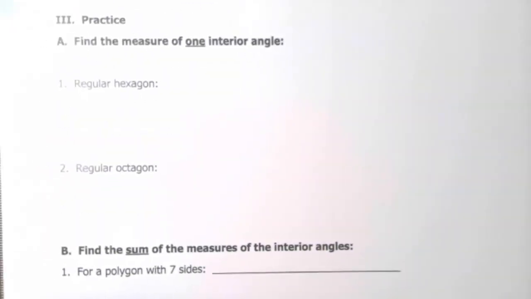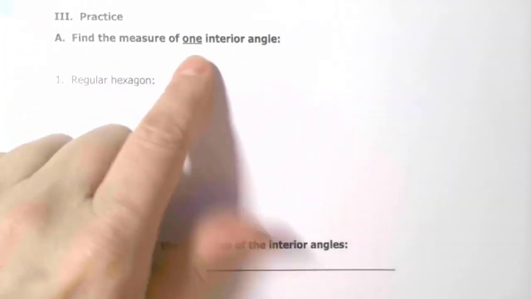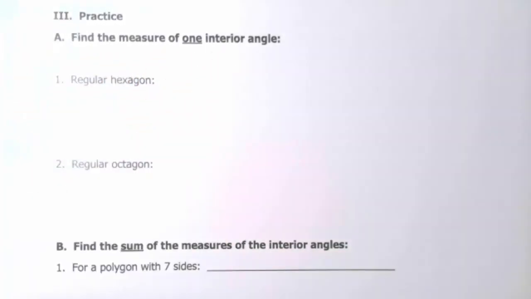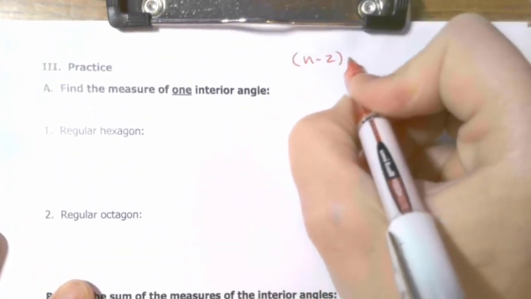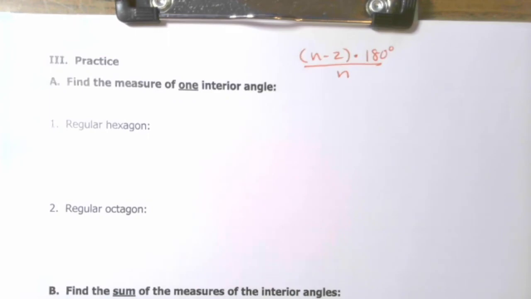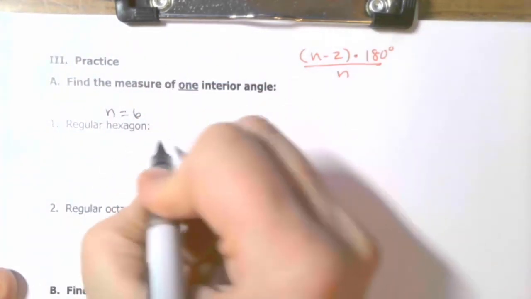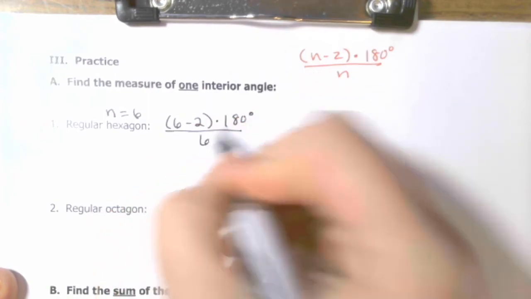Flip the page. All right, we're going to do some examples that are just like the homework assignment. So this will give you a little pre-practice before you start. Part A says find the measure of one interior angle. So the first thing you should do is write your formula down from your theorem. N minus 2 times 180 degrees divided by n. So we're going to do this for a regular hexagon. A hexagon has 6 sides, so n equals 6. So we're going to substitute a 6 in. So 6 minus 2 times 180 degrees divided by 6.